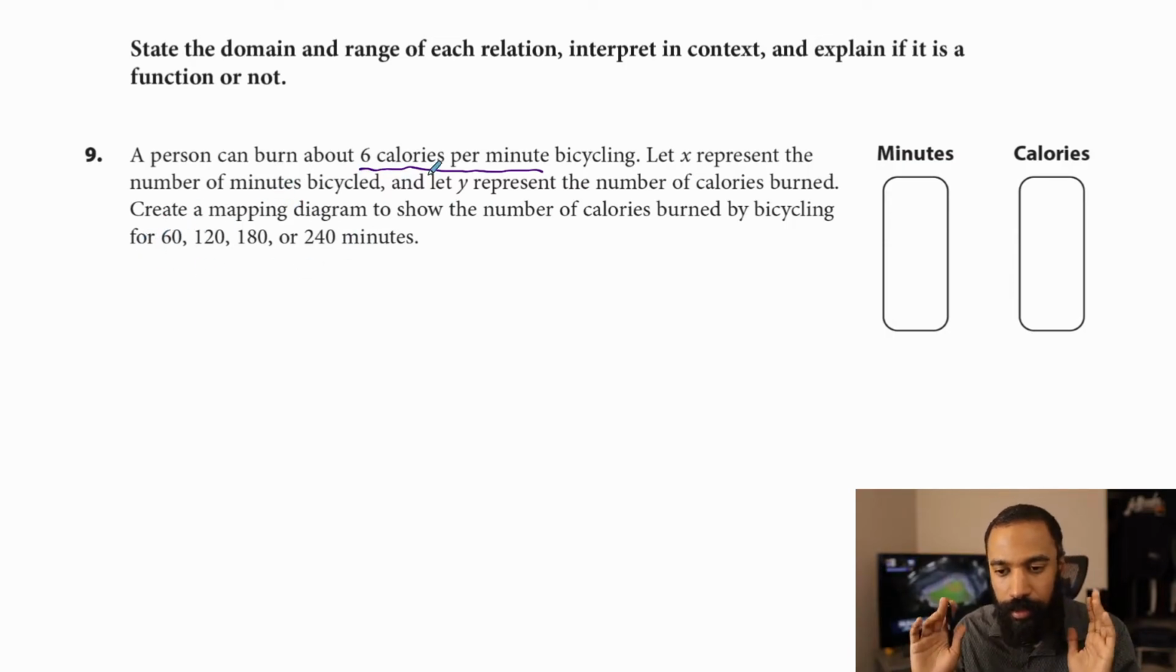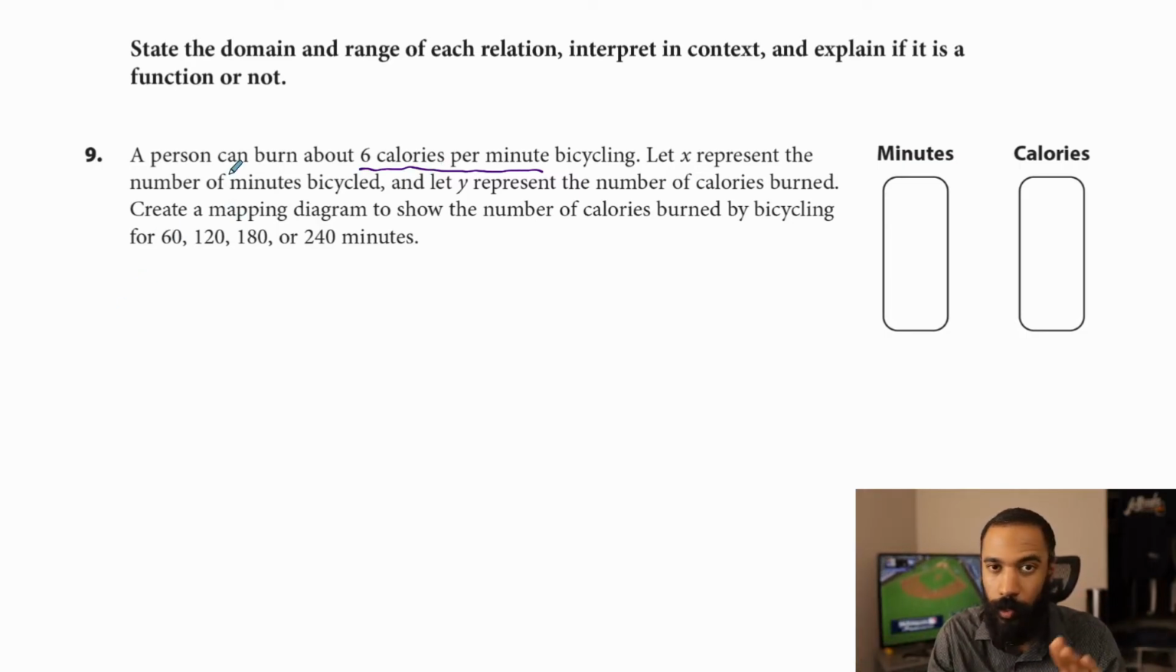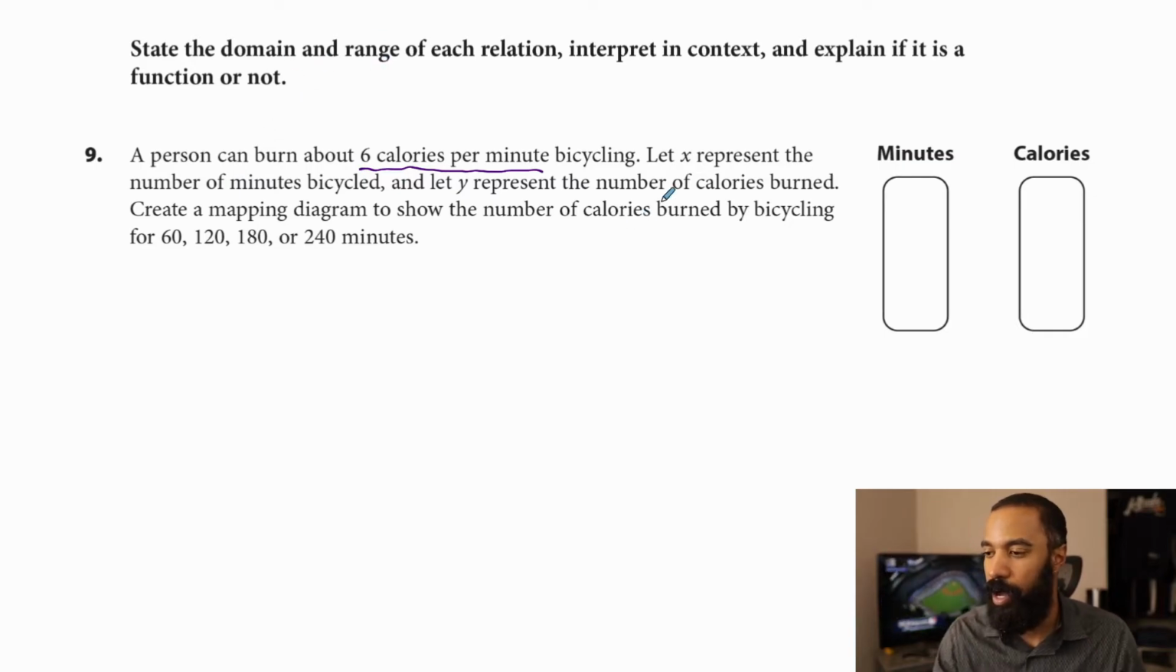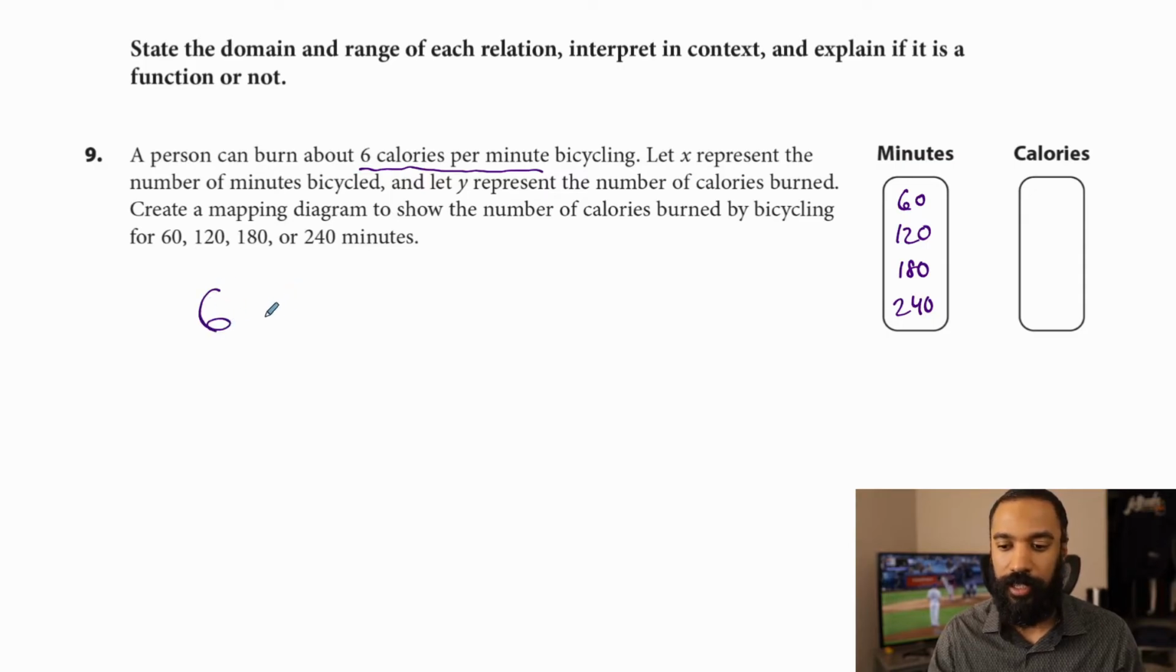Okay, so again, assume discrete. We'll just say at the end of each hour, the 60 minutes, 120, at the end of each hour, we'll call it discrete when we do the domain and range. So we'll go ahead and say 60, 120, 180, and 240. Okay, you burn 60 calories, or six calories per minute.